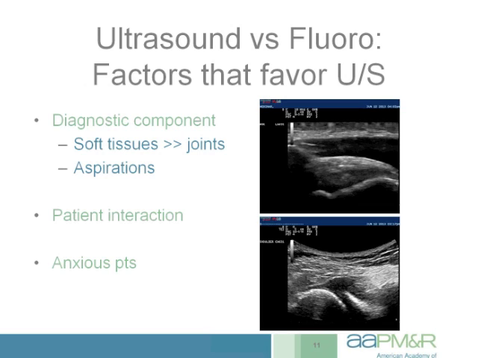There's something about seeing their anatomy live on the screen, and ironically enough, seeing the needle enter on the screen that seems to have somewhat of a calming effect. And I find anxious patients really do quite well with most ultrasound-guided procedures.